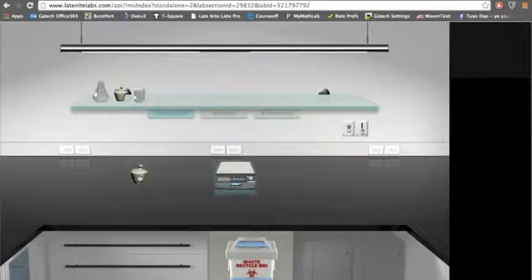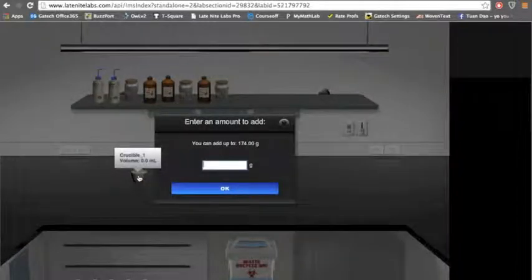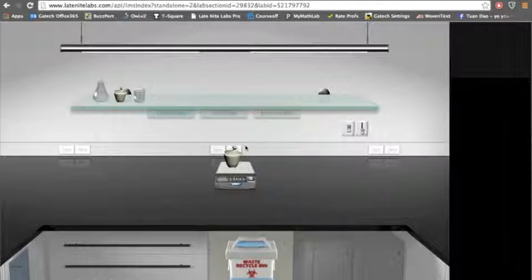Now we will remove the crucible, place it on the workbench, go to the material shelf, find magnesium, and place 5 grams of magnesium inside the crucible. Now we will place the crucible on the balance and record the mass. The mass, as seen, has increased by 5 grams to 93 grams.